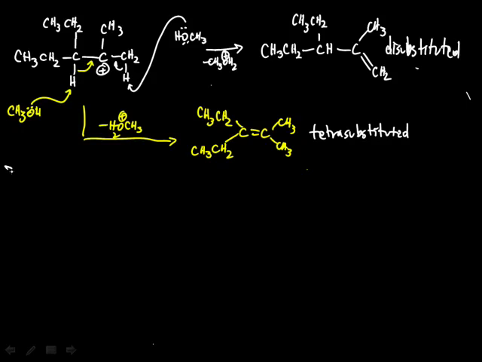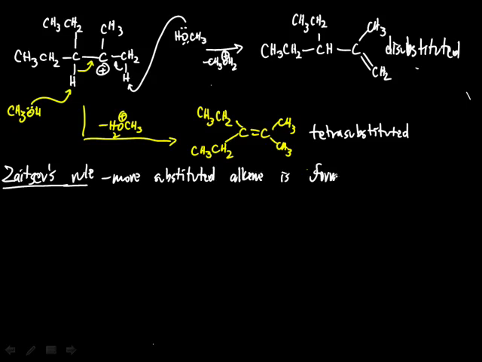And now the so-called Zaitsev's rule, which is a very important rule in analyzing eliminations, says that the more substituted alkene will be formed. The question is, well, why does the more substituted alkene form? And the answer, as in many cases, lies in its stability. The more substituted alkenes are more stable than the less substituted.